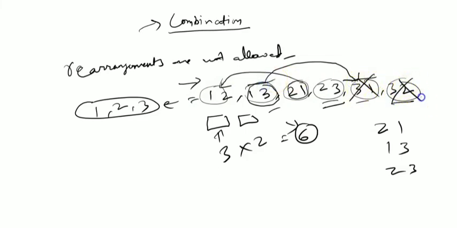If it was a combination calculation, only one of these rearrangements would be allowed and the other one would be discarded. So this would be discarded because it is a rearrangement of this, and this would be discarded because it is a rearrangement of this, and this too. So I would have been left with only 1 2, 1 3, and 2 3 as the possible answer, which would make it 3 possible combinations. So that's what I mean when I say rearrangements are not allowed. You cannot rearrange the same numbers from the first slot to the second slot.